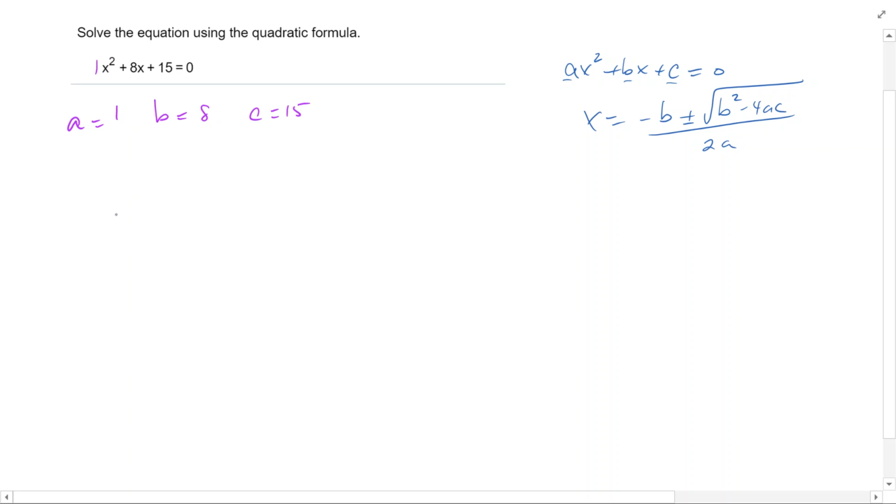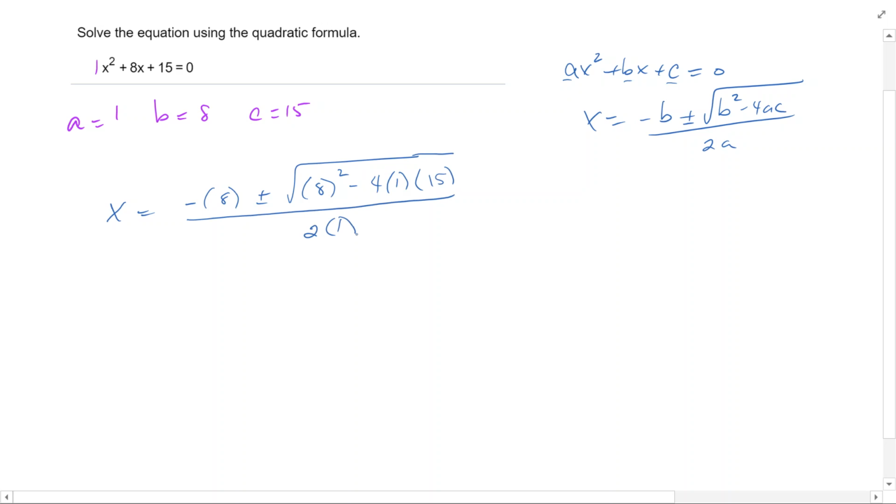Okay. So in this case here, then x is equal to a negative b, so negative 8, plus or minus the square root of b squared, so we have 8 squared, minus 4 times a times c, so 4 times 1 times 15. And then that's all over 2 times a, so 2 times 1. So right now, like I said, you've got the correct numbers in the right place. It's a matter of simplifying it.